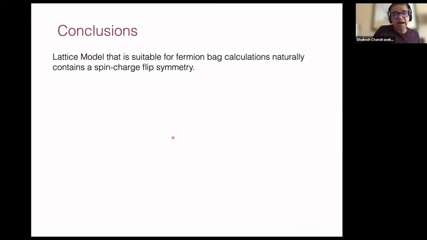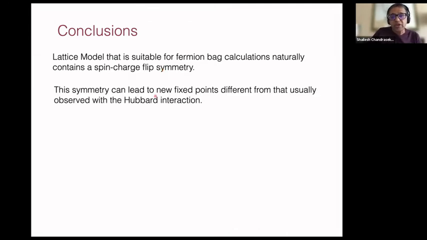So hopefully I was able to convince you that there are lattice models with interesting physics that are suitable for fermion-bag calculations. But these lattice models typically have a spin charge flip symmetry. We can, of course, break the spin charge flip symmetry if you want to, but the spin charge flip symmetry leads to new fixed points, right? And these are not the ones that are obtained when we add the Hubbard interaction. So it's a new opportunity to learn about some critical behavior in these models.